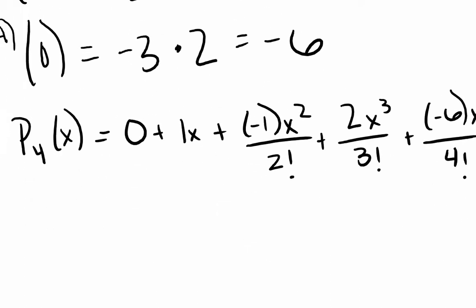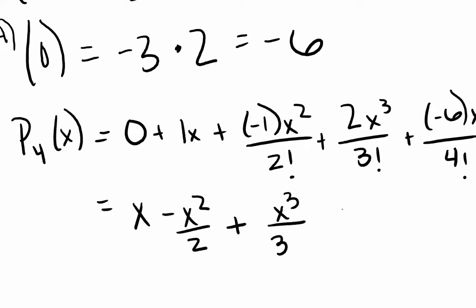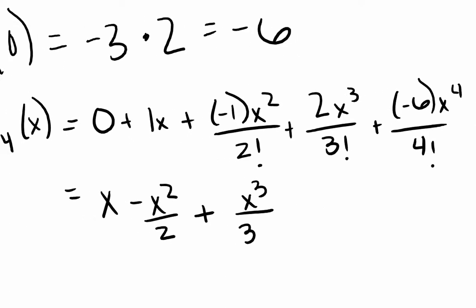And then the next step is just to cancel. So that's going to become x minus x squared over 2 factorial, which is just 2, plus x cubed over 3 factorial, which is 3 times 2 times 1, so the 2's cancel, and it's just x to the 3rd over 3. And then this is going to be a minus x to the 4th over 4 factorial, which is 24, so the 6's cancel and you just get over 4.